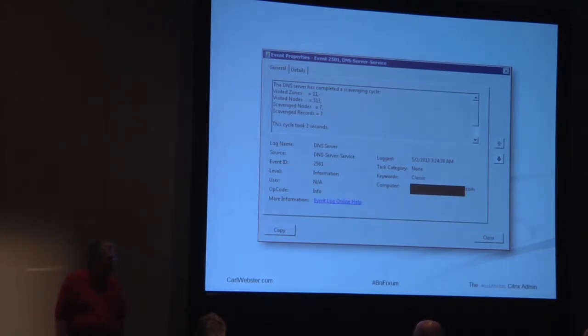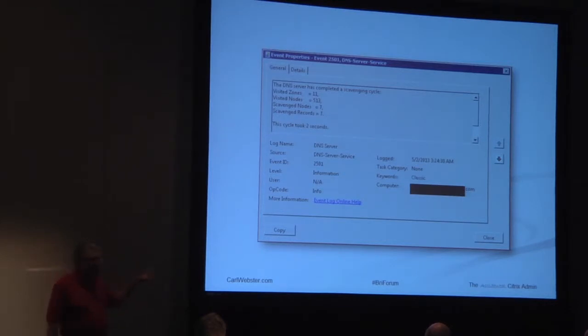Question, what nodes were scavenged? What records were scavenged? Have absolutely no idea. They're not put in the event. You don't know. Unless someone calls the help desk and says something's not working, then you go, oh, that must have been deleted from DNS. But right now there's no way of knowing. Even in Server 2012, it doesn't put it in there.